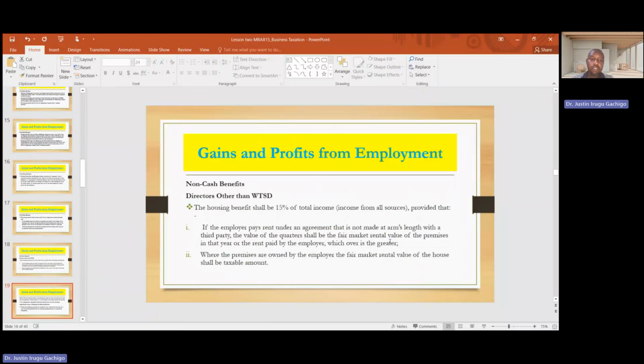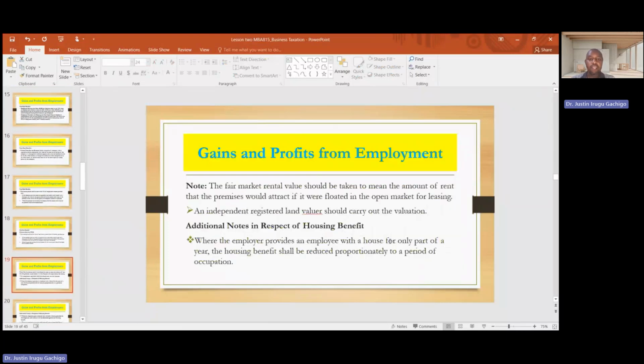Note, the fair market rent value shall be taken to mean the amount of rent that the premises would attract if it were floated in an open market. Fair market value is the price that any Tom, Dick, and Harry will pay, as opposed to someone who is known. And in this case, an independent registered valuer should carry out the valuation. So it's not your work. You are not an expert in valuation. So it is a registered valuer who will come and do the assessment.